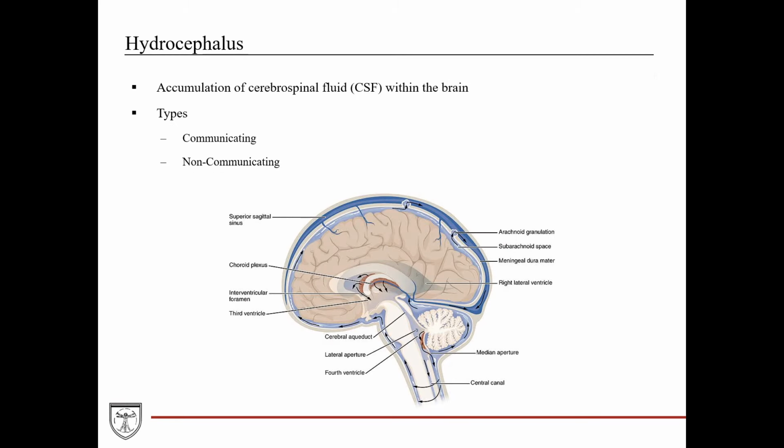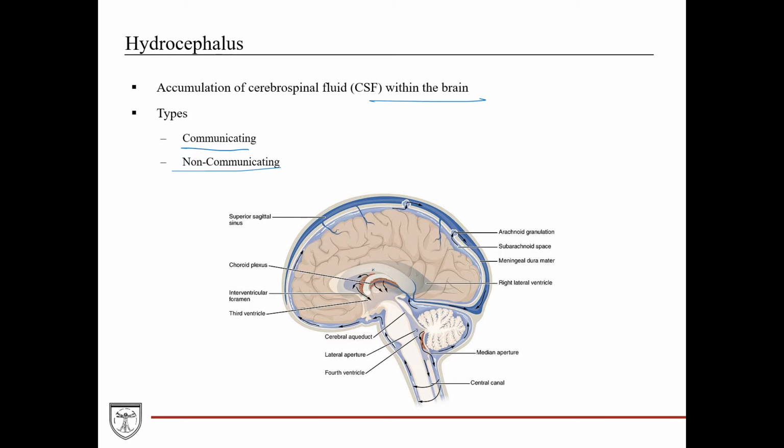So lastly here, we'll finish this session up. I know we're getting close to the hour here. We'll just talk about different types of hydrocephalus, and then we'll close this out. So hydrocephalus is accumulation of cerebrospinal fluid, or CSF, within the brain. Two main types are communicating and non-communicating.